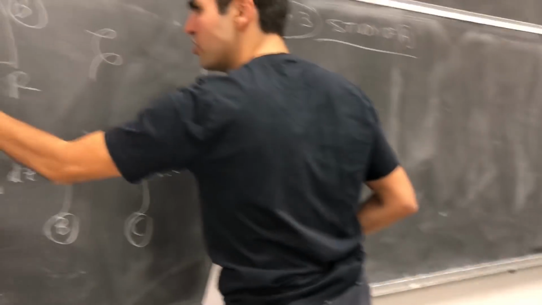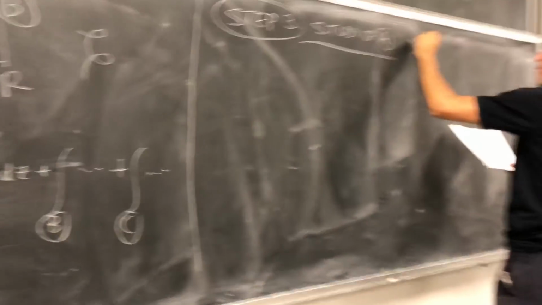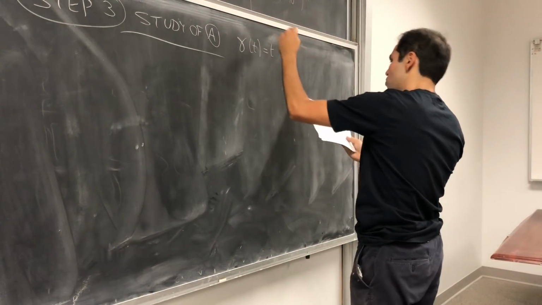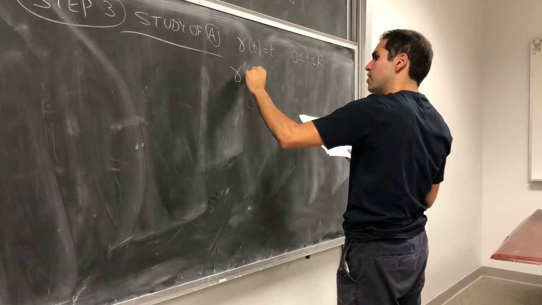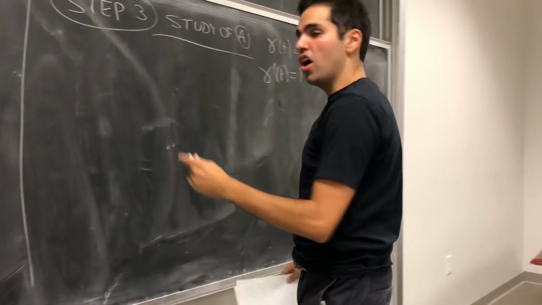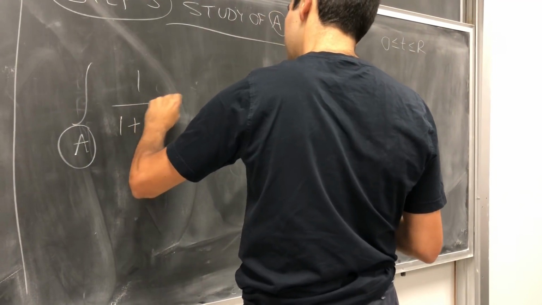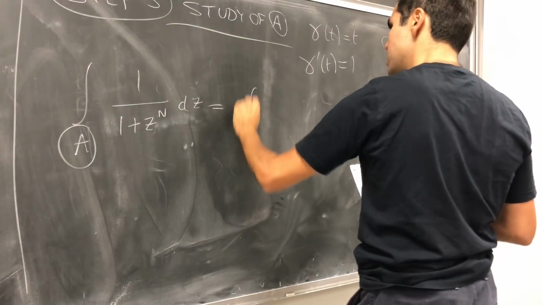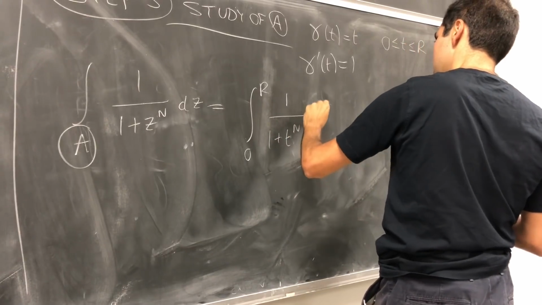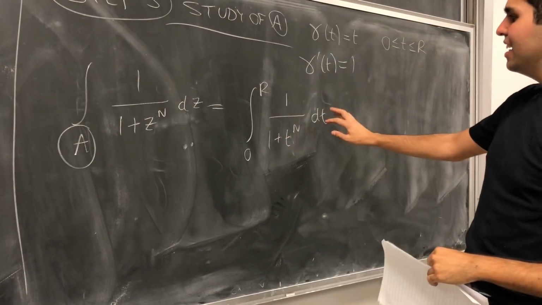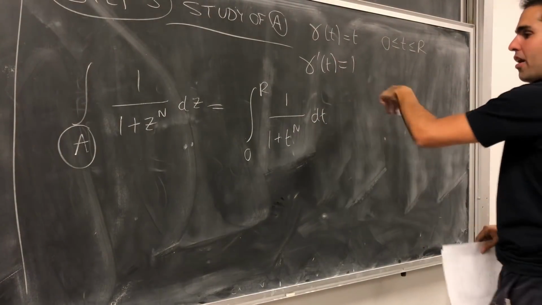Well, this contour is not too bad. You just want the straight contour going from 0 to r. So gamma of t would be t, where t goes from 0 to r. And the nice thing is the derivative of that is 1. So the integral over A of 1 over 1 plus z to the n dz is just the integral from 0 to r of 1 over 1 plus t to the n dt. Again, technically, gamma prime of t times dt, but gamma prime is 1.